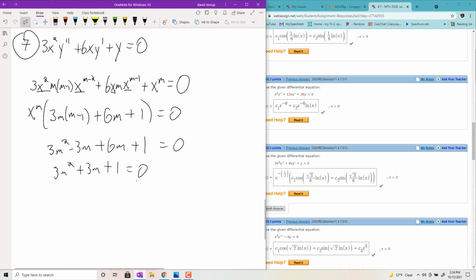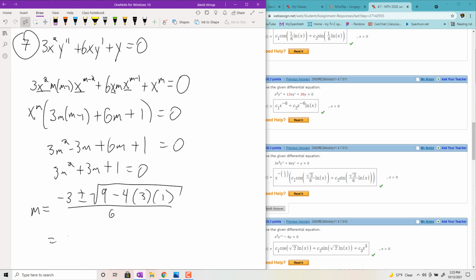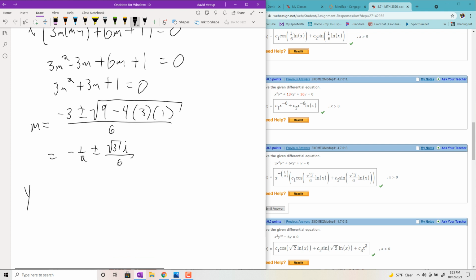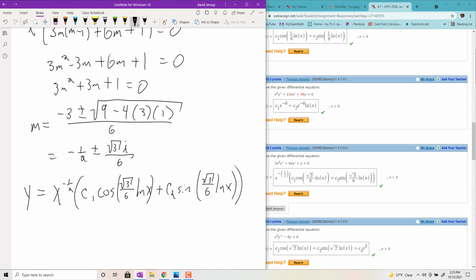Can't factor it, right? So you go to your quadratic formula. m is going to be negative b plus or minus the square root of b squared minus 4 times a times c, all over 2 times a. So we get negative 1/2 plus or minus the square root of 9 minus 12, which is negative 3. So you get the square root of negative 3, which is root 3 i, all over 6. And those are our roots. So our general solution, y must equal x to the negative 1/2 times c1 cosine of root 3 over 6 ln x, believe it or not, plus c2 sine of root 3 over 6 ln x. And that would be your answer. You can see it there to the right.